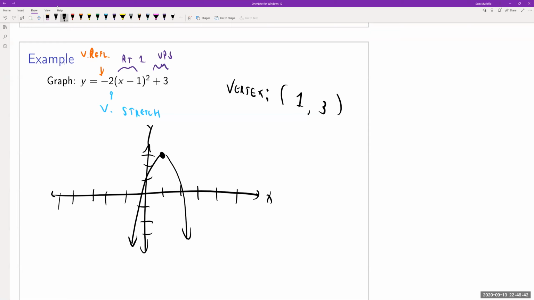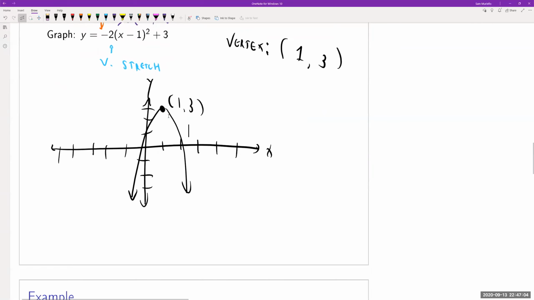If we want to make this nicely to scale, we can plug in a couple of points other than the vertex and get a nice to scale parabola. But for the most part, when we want just a sketch, it's good enough to make sure we have the vertex correct and labeled, and that we have the parabola opening in the correct direction, and that we're able to identify whether we have a stretch or a shrink.